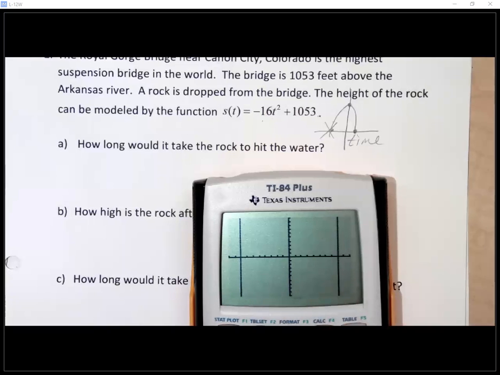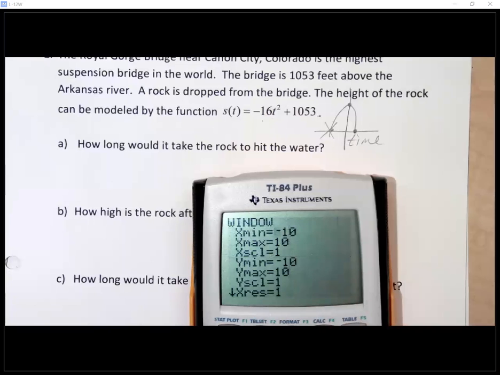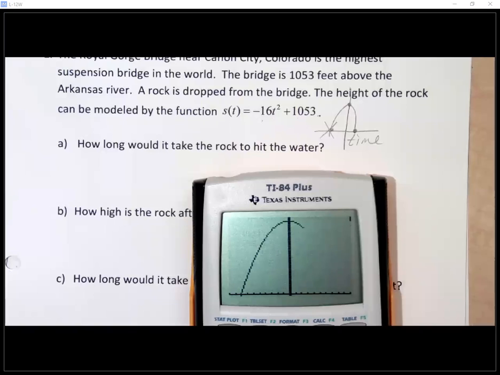So if you hit window, I need those y values. If you scroll down to y max, it's only a y max of 10. But I know I'm starting this thing off at 1,053. So I'm going to change my maximum y value to, I don't know, maybe 1,100. And now I'll look at that graph. And that's at least a lot better. I can see more of it. Again, I don't really care about the negative stuff. If I wanted to get rid of this part, I could. But now I think I have enough to find the things that I need to find.